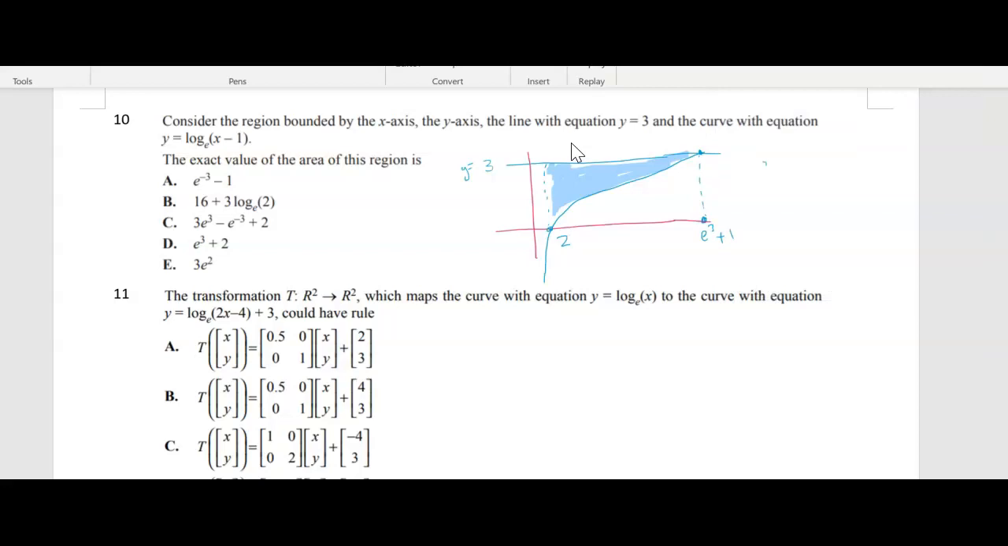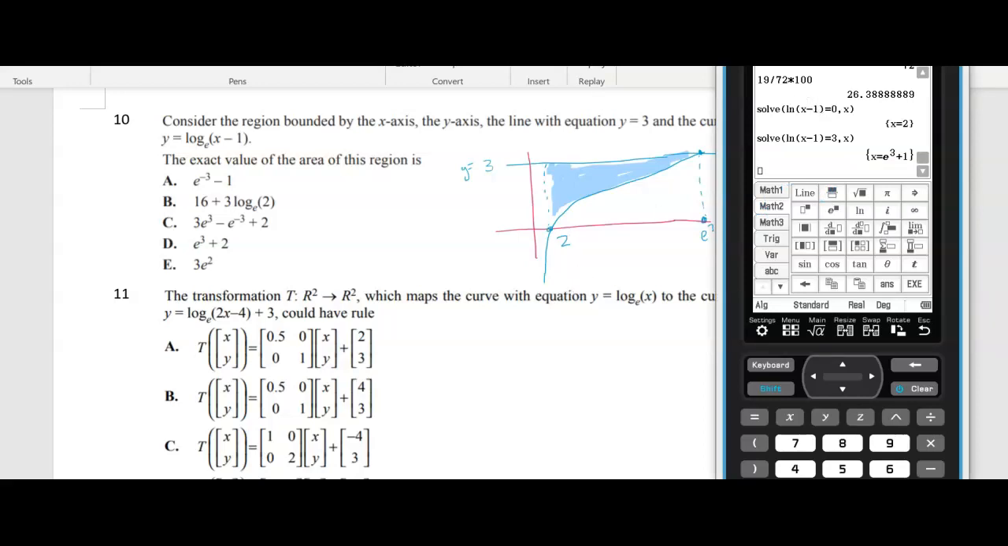All right, so your definite integral is going from 2 to e to the power of 3 plus 1. Now we have to do the line 3 first, y equals 3 minus the log. All right, and we can just do that on the calculator. Oh, don't forget your dx. Even though it's just working, it's a good idea to always remember to put that on.